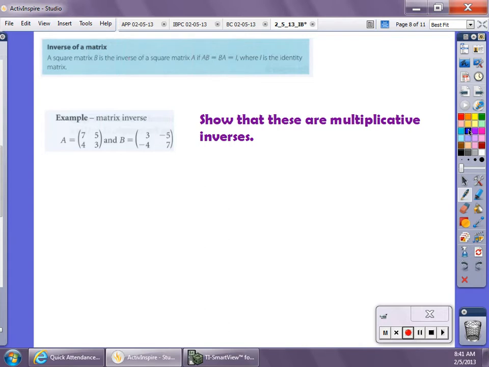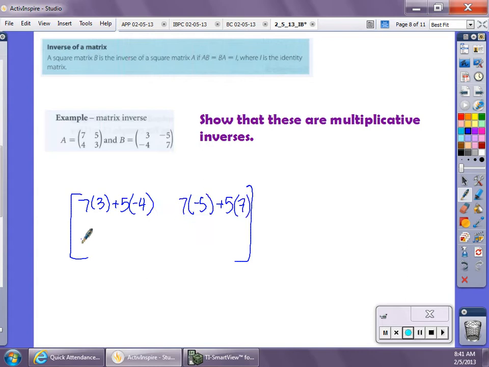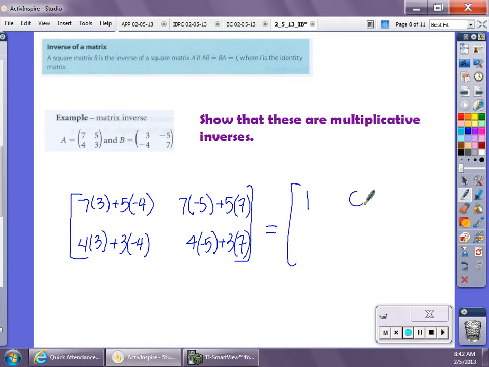While you guys are working, I'll finish it off also. So 7 times 3 plus 5 times -4. 7 times -5 plus 5 times 7. 4 times 3 plus 3 times -4. And then 4 times -5 plus 3 times 7. All right. Any questions on how to find the terms? Because I do believe we get 21 and 20 in the first. We get 0, and then -20 and 21, so we get 1. All right, so they're definitely inverses of each other.